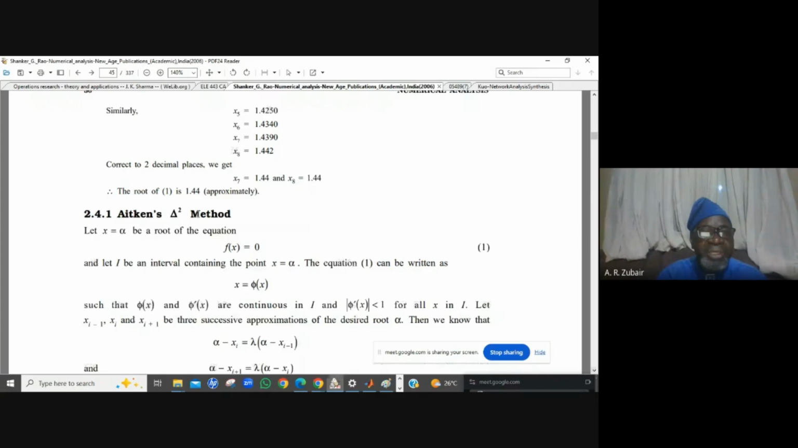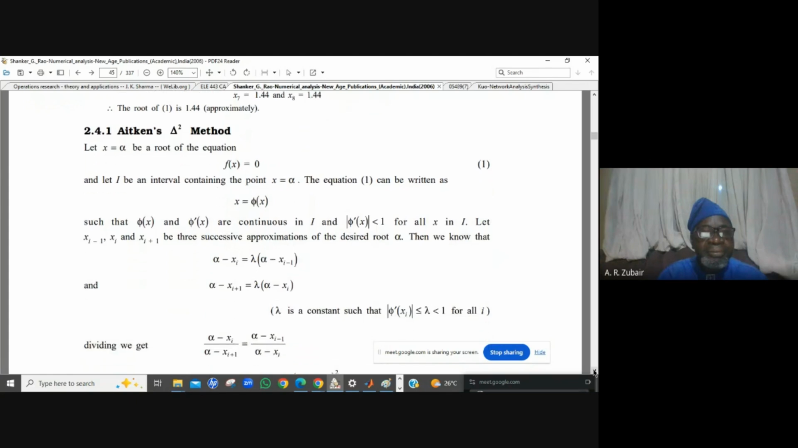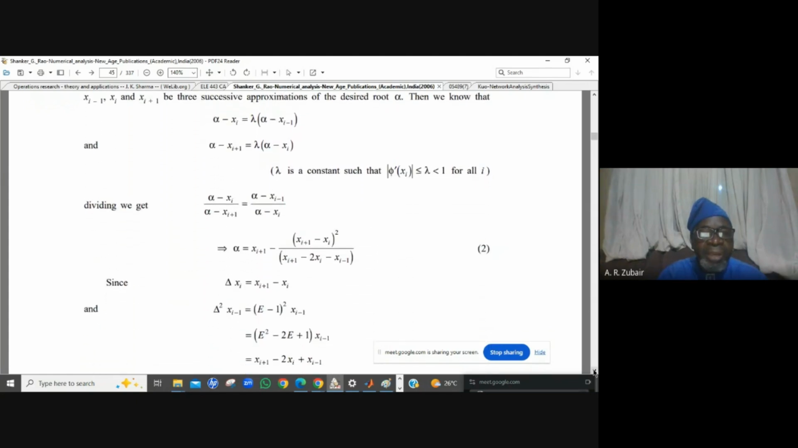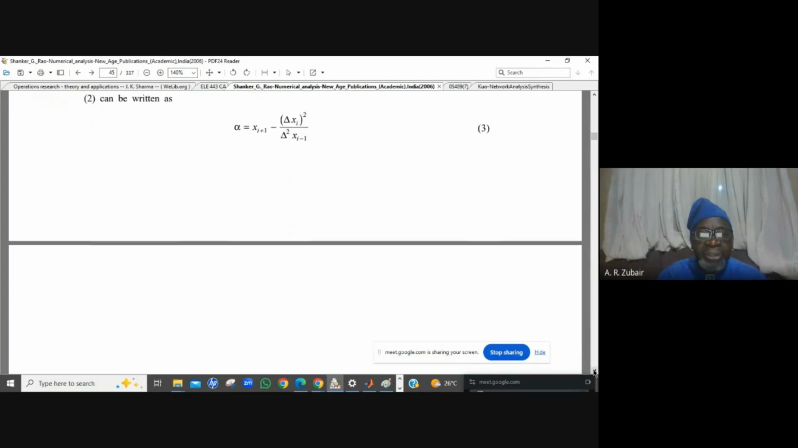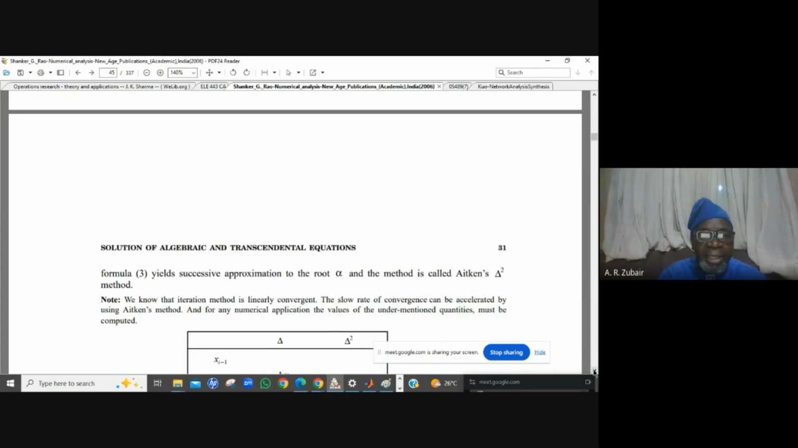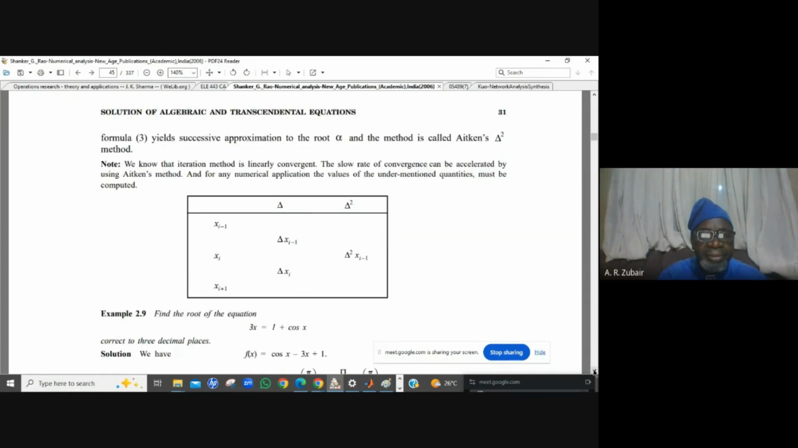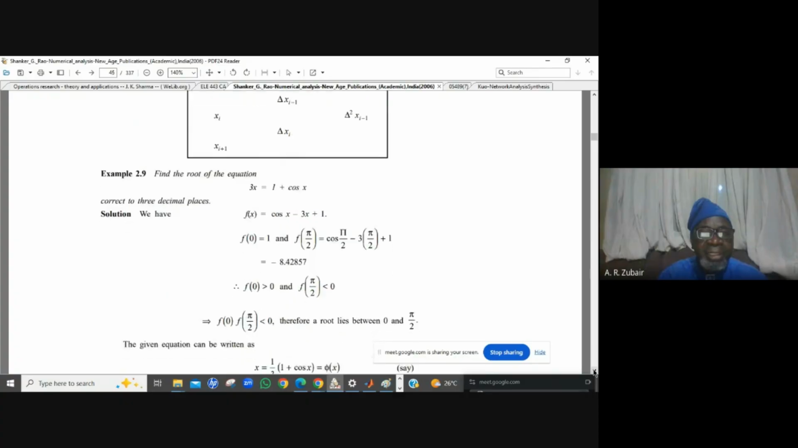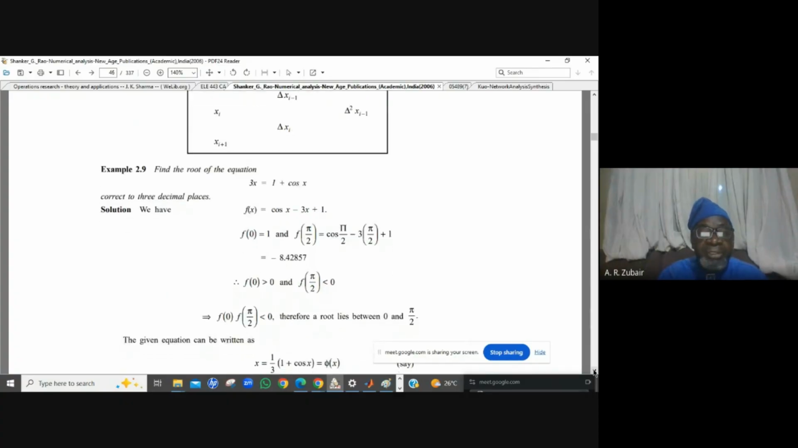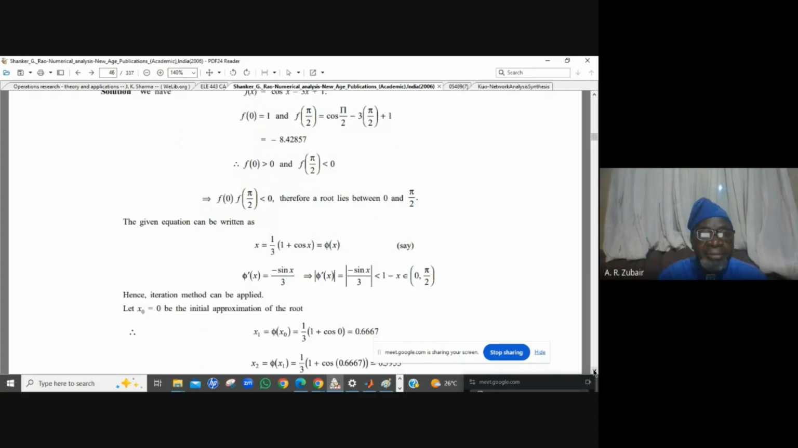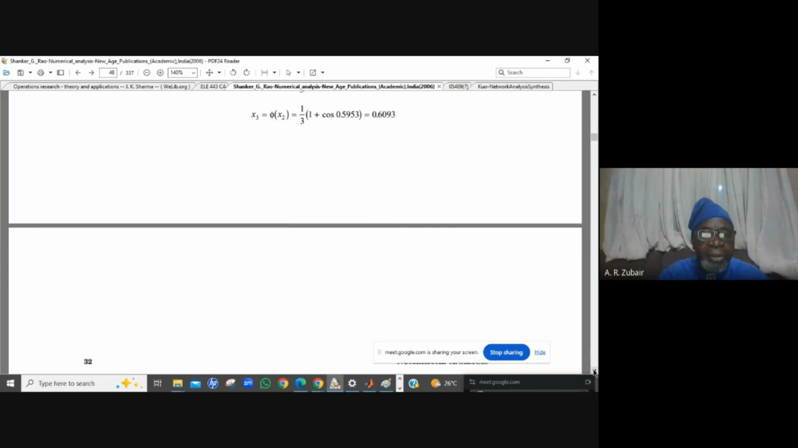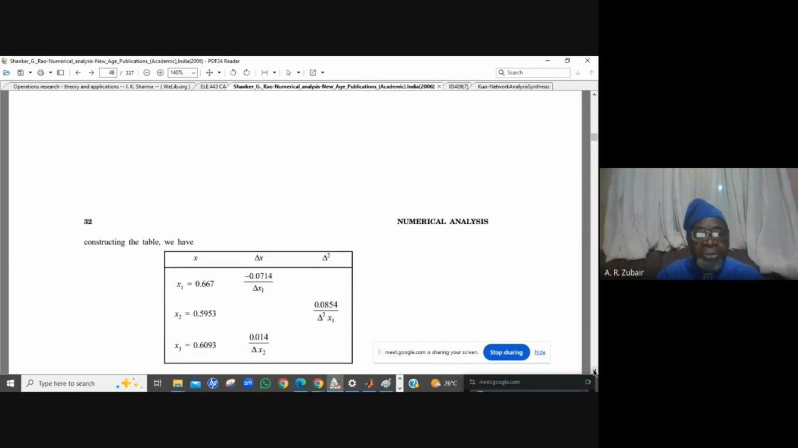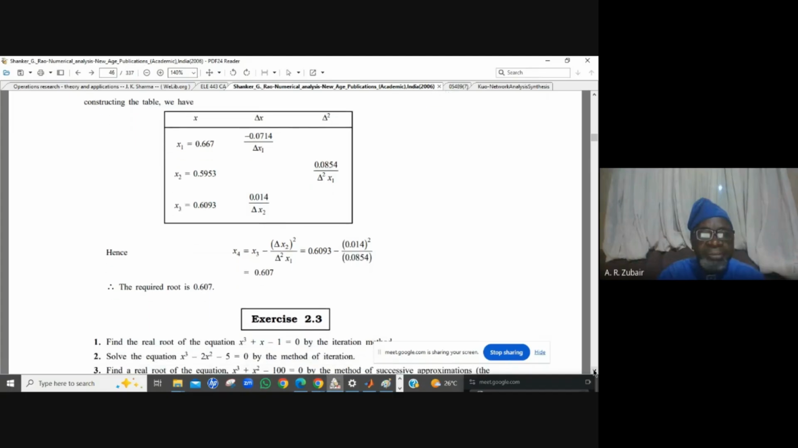And this other method, the delta square method, let us keep it. We are not studying all the methods. Our time will not permit us to be able to study all the methods. Outside the class, you can study it. So don't bother about example 2.9, but you can use the method we studied to solve it and compare the result with what they have here. All the examples under this method, you can use the method that we know to solve it.